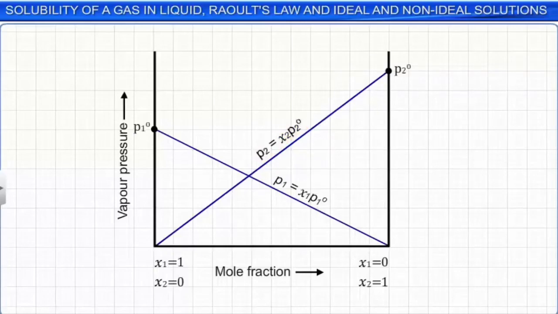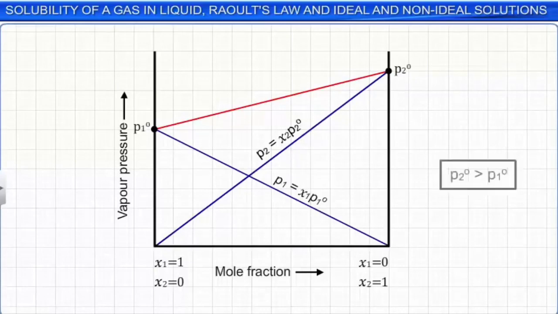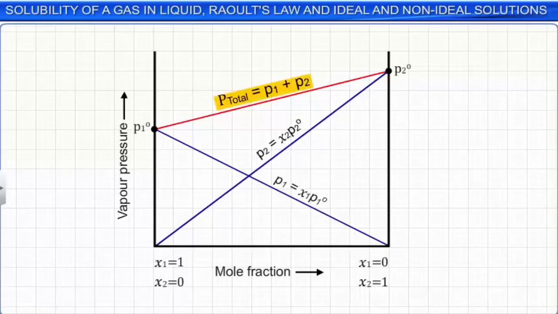Now, as can be seen from the curve, the vapor pressure of the pure component 2 is higher than that of the pure component 1. This means that the component 2 is more volatile than component 1. Now the total vapor pressure of the binary mixture P total is given by the sum of the partial pressures P1 and P2. As you can see in the diagram, the solid straight line gives the plot of P total versus mole fraction.